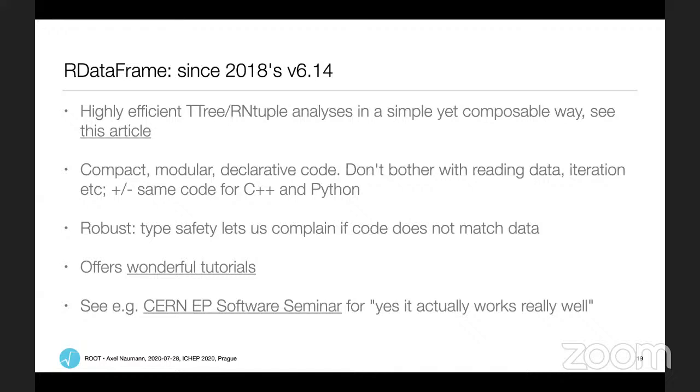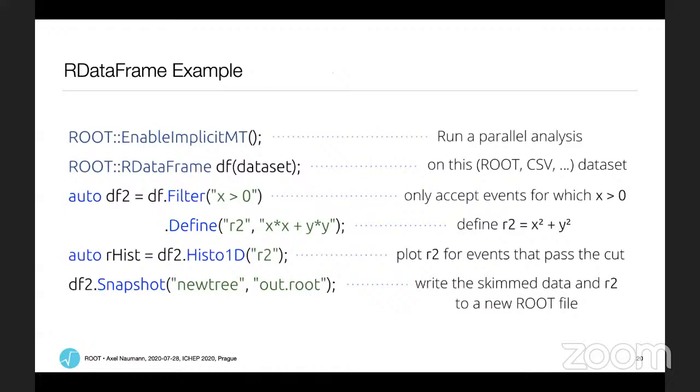So if you don't know RDataFrame, I would certainly recommend that you look at the tutorials to see how it works. Here's just a small teaser. So you define your data set that you want to run this in parallel. Then you filter which events you want to look at. You can define new variables and you can histogram things, also write things out as selected or whatnot into a new root file.